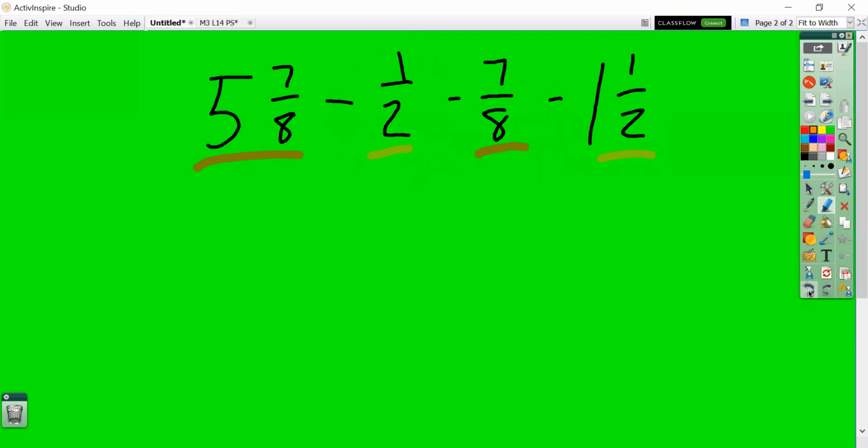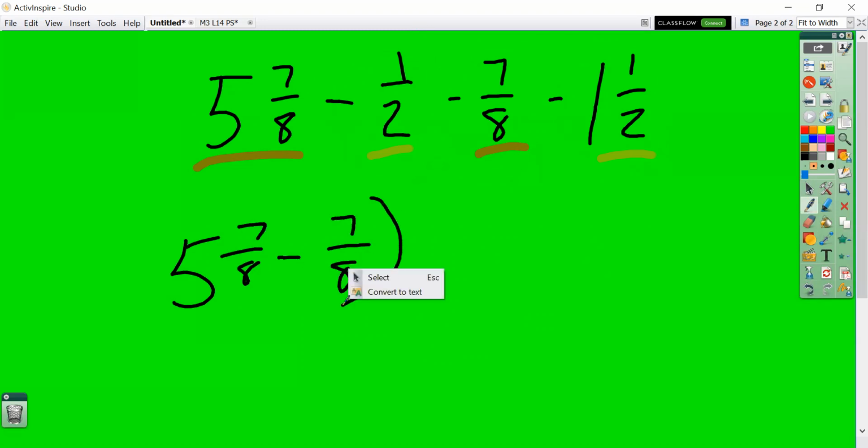So, let's combine. Oops, I hate when I stay on the highlighter. 5 and 7/8. We're going to combine those with the other eighths. So 5 and 7/8 minus 7/8. I hope that you can see it. But then we're also subtracting another part, and this is the harder part, because it was easy to say, well, we're starting with this whole number, right? So what do we put in this next box?